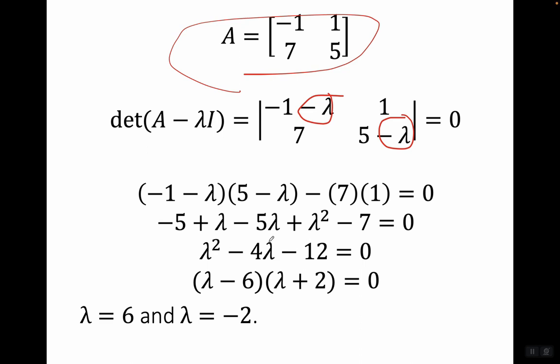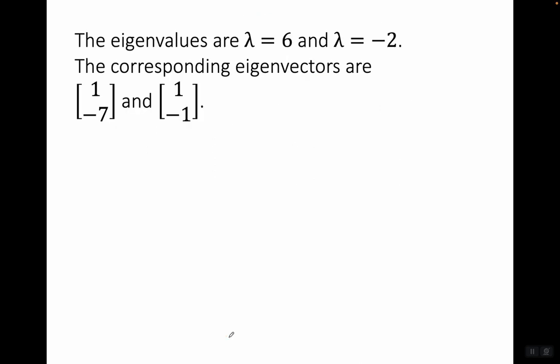In other words, lambda minus 6 times lambda plus 2 equals 0. So it looks like the solutions are lambda equals 6 and lambda equals negative 2. Okay, so the eigenvalues are lambda equals 6 and lambda equals negative 2. If you were to find the corresponding eigenvectors, you'd find that they're 1, 7 and 1, negative 1.